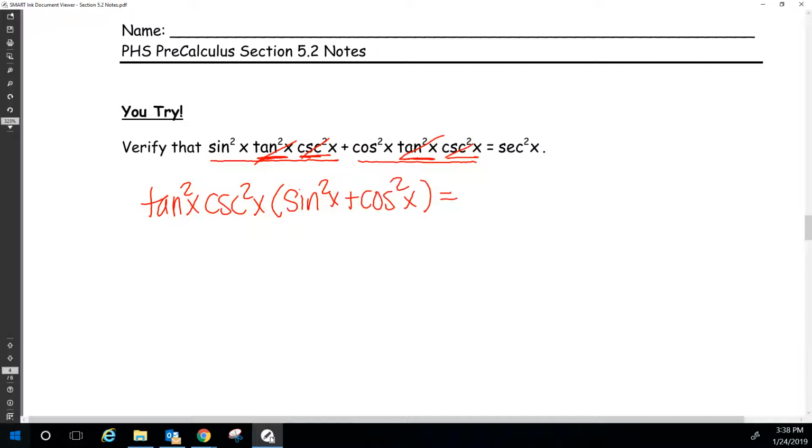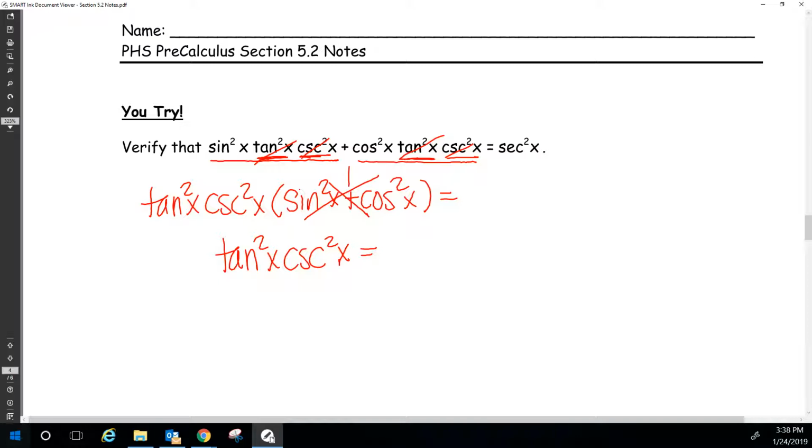All right, our first Pythagorean identity says sine squared x plus cosine squared x is equal to 1. So this one's easy. This is times 1. And we're left with tangent squared x, cosecant squared x. Now we need to prove that tangent squared x, cosecant squared x is actually equal to secant squared x.